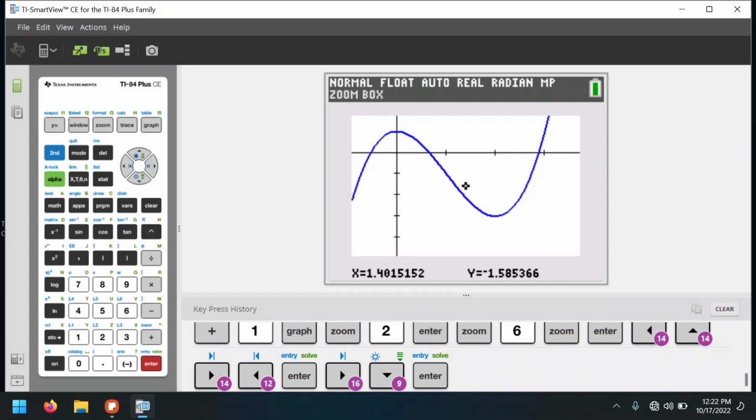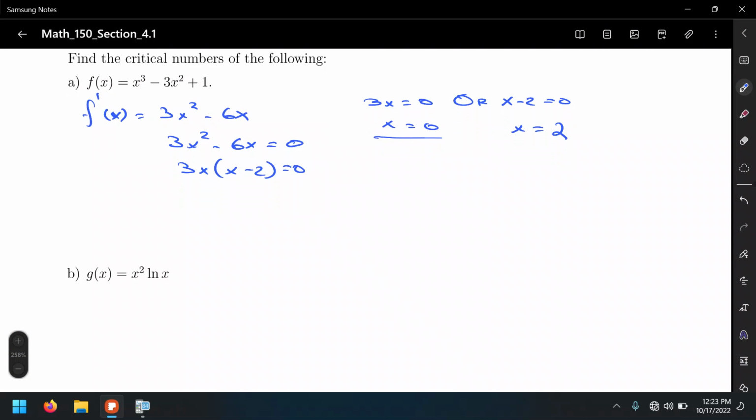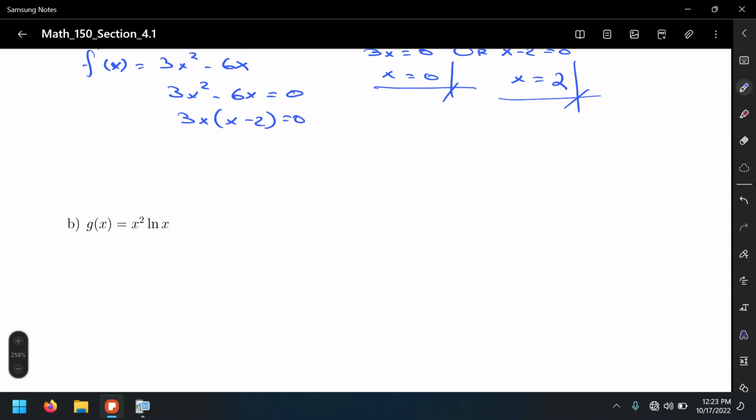Does that check with our idea as before? Those critical numbers are for sure going to give us either a max or a min. How are we going to determine analytically? Well, that's going to be a section further in the chapter. For now, let's get familiar with how we get these critical values, which potentially give a max or a min. All right, so x equals 0 and x equals 2. Let's look at another one.